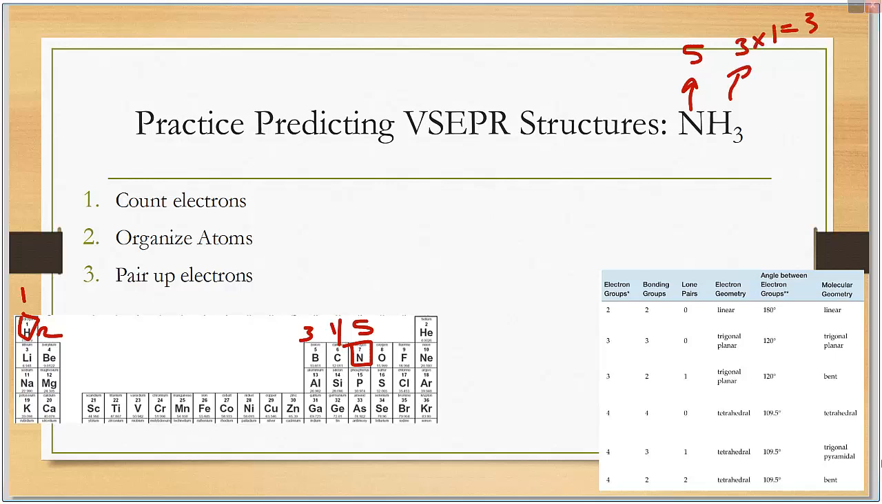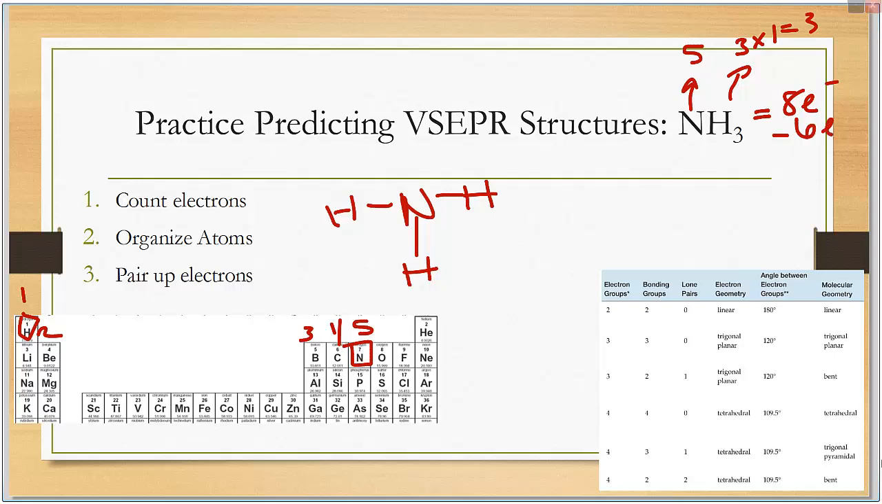The least electronegative element, the most electropositive element, the one furthest away from nitrogen, goes in the middle. Hydrogen will never be in the middle. So here's nitrogen. We have 3 hydrogens surrounding it. Link the central atom to the peripheral atoms. So that takes away 6 electrons, 2 electrons per line.